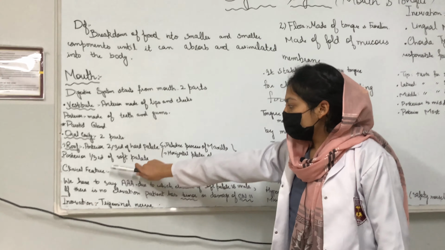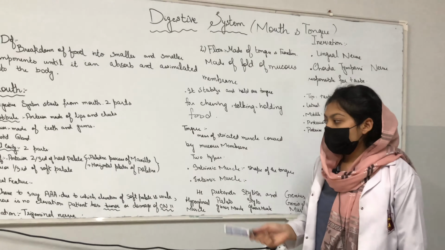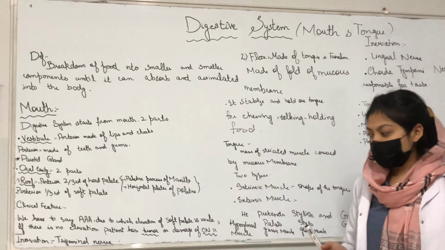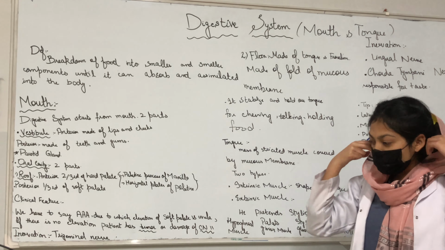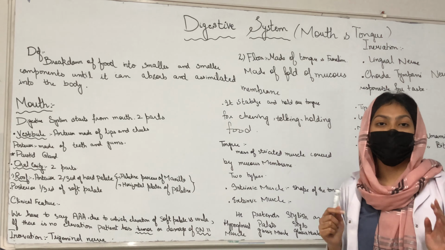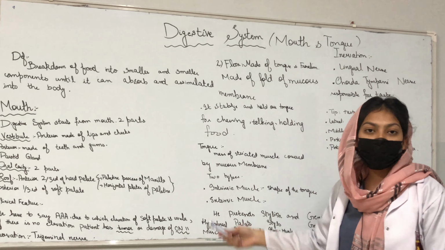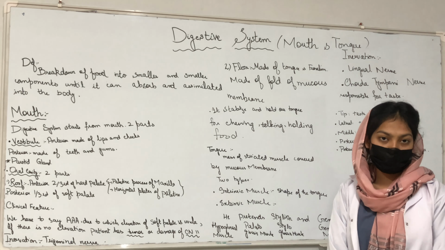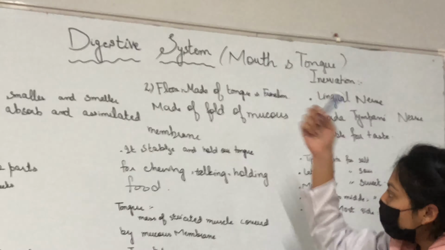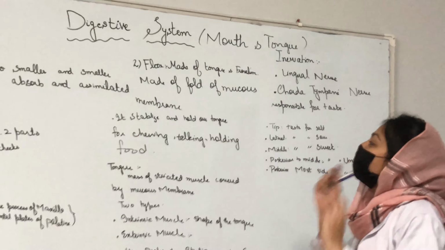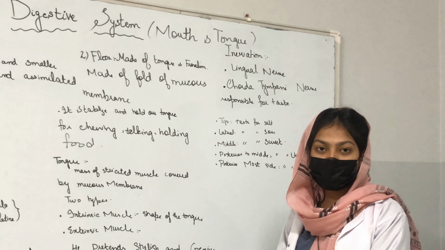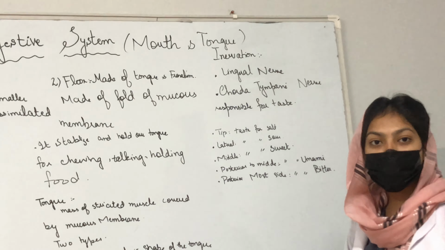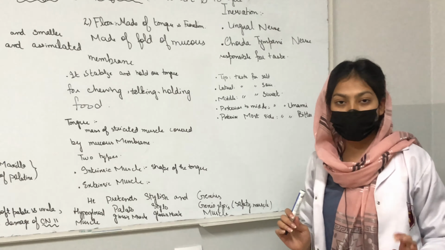Okay. We also have the clinical feature of soft palate. Here, we ask the patient to say "Ah" to see if there is elevation of soft palate and uvula. If there is no elevation, the patient has a tumor or damage of cranial nerve number 11. And we have innervation here, trigeminal nerve. Okay, let's talk about floor. It is made up of tongue and frenulum, a fold of mucous membrane. It stabilizes and holds our tongue for chewing, talking, and holding our food.